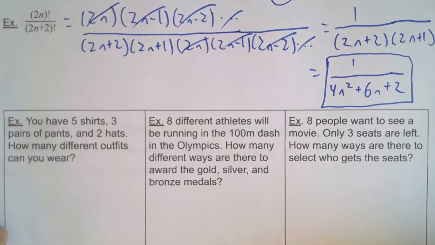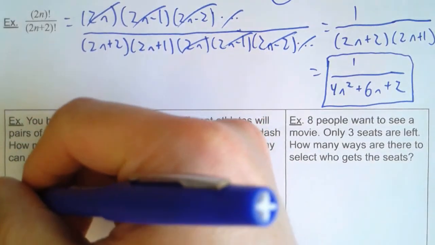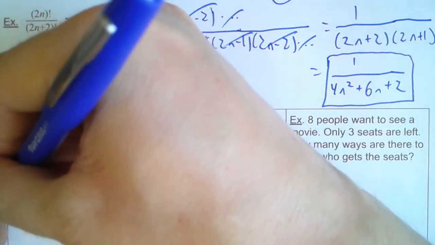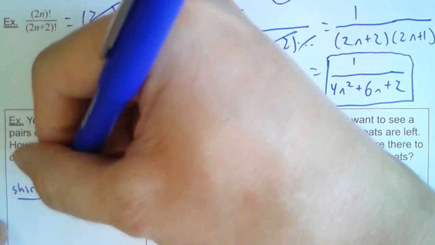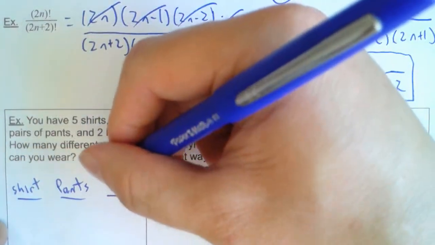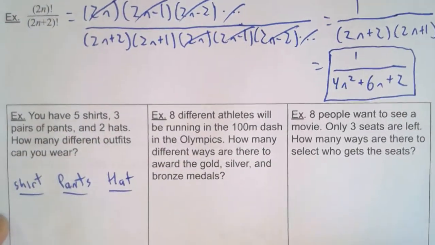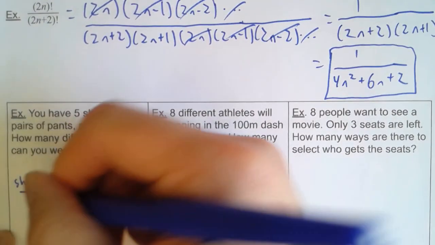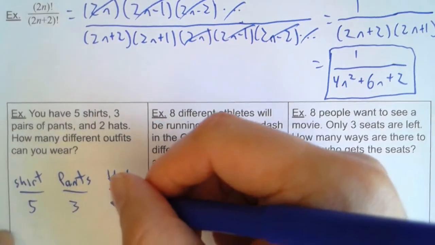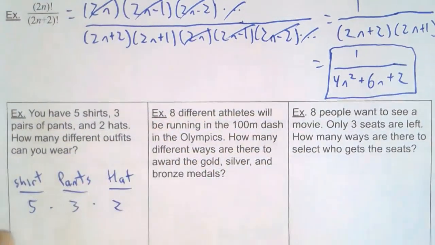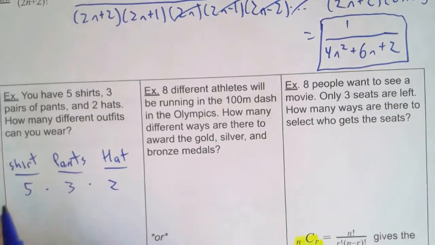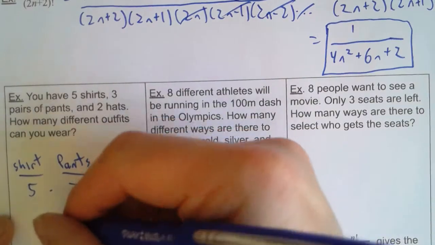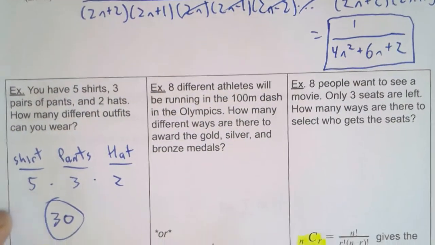So 5 shirts, 3 pants, 2 hats. I often like to look at it as you've kind of got slots to fill in. So you have to fill in a slot with your shirt, you have to fill in a slot with your pants, and you have to fill in a slot with your hat. And then how many options do you have for each slot you're filling in? You've got 5 options here, 3 options there, 2 options there. And this is actually called the fundamental counting principle. You just take those different numbers of options and you multiply them together. So 15 times 2, you've got 30 different options.